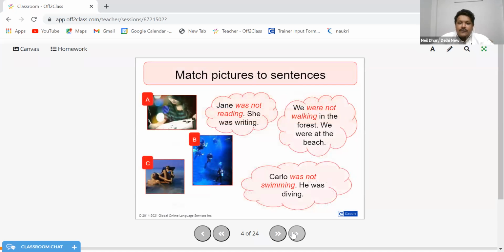Okay, moving on. Match picture to the sentence. Jane was not reading, she was writing. Which one would it match? We can see picture A is the best fit. Next one. We were not walking in the forest, we were at the beach. C is the best match. Carlo was not swimming, he was diving. B would be the best match.